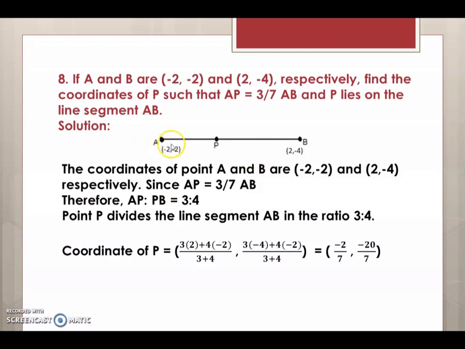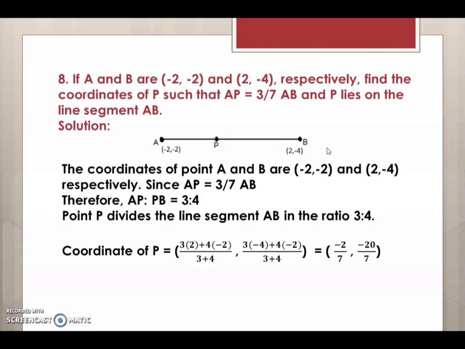What is given is AP by AB, whereas for the section formula, you need AP is to PB. So you cannot use the AP by AB ratio as 3:7. You have to find out what is AP by PB. So if AB is 7 parts, AP is 3 parts, and the remaining PB must be 7 minus 3, that is 4 parts. So the ratio is 3:4.